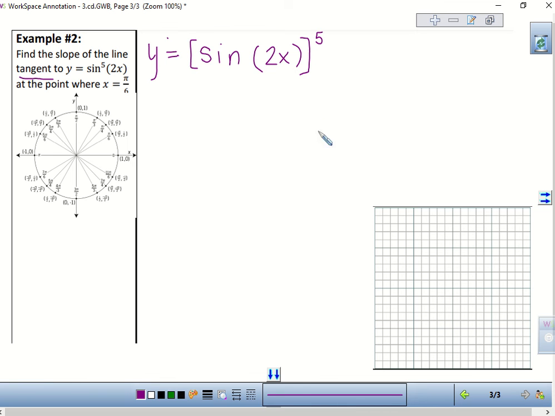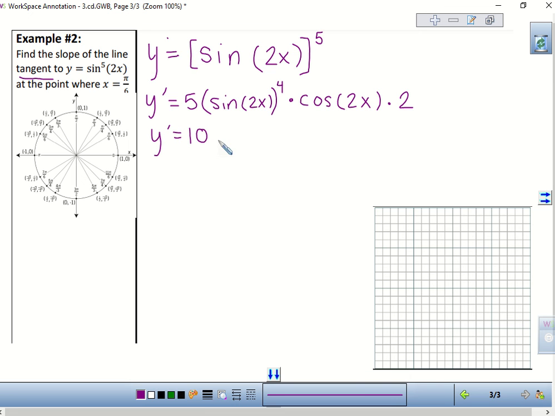You remember doing that before break? So we're going to start by doing the chain rule once. We're going to bring the 5 out front, keep the inside the same, and then we're going to reduce the power by 1. So it's going to be to the 4th. Now we're going to take the derivative of the first inside. So what's the derivative of sine of 2x? Cosine of 2x. And then I have to do the inside. What's the derivative of 2x? 2. So if we simplify this down, we end up with 10 times sine of 2x to the power of 4 times cosine of 2x.